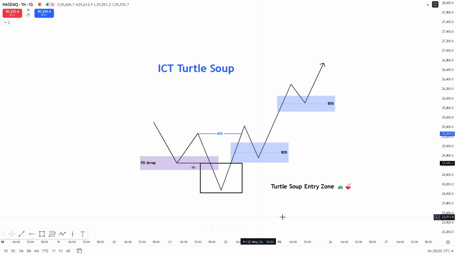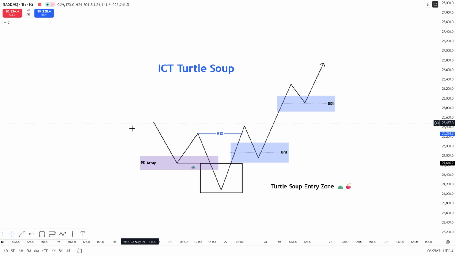As I draw something simple, I hope you understand the frame, the logic that is required. The market trades into a PD array, a premium and discount array. It could be an imbalance, a liquidity, a breaker block, an order block, whatever it is, the market trades into it, right? The market takes this low.